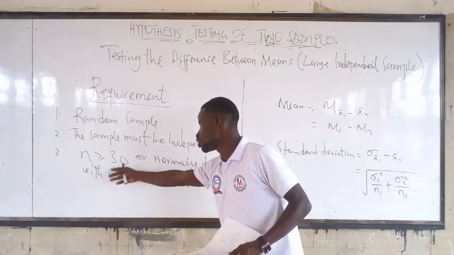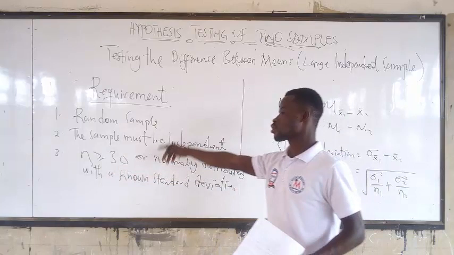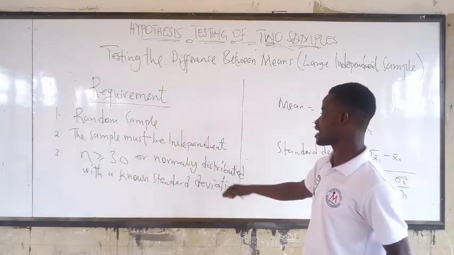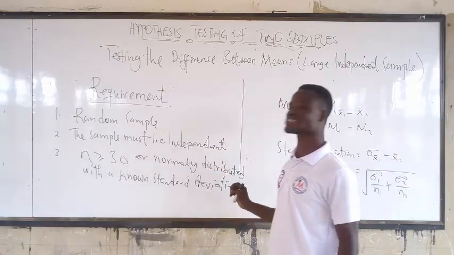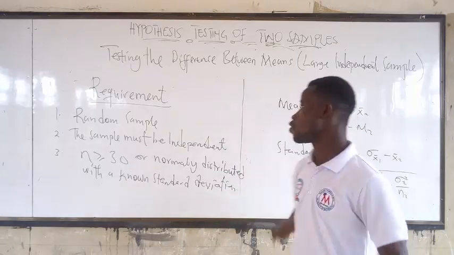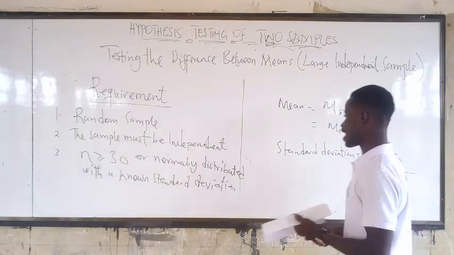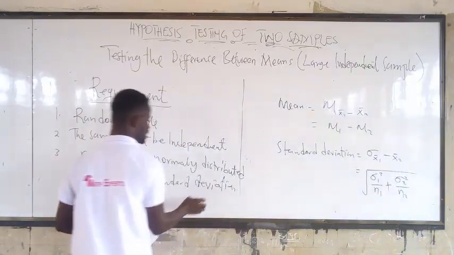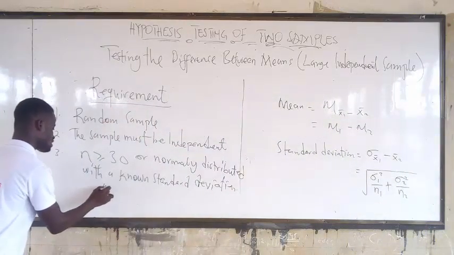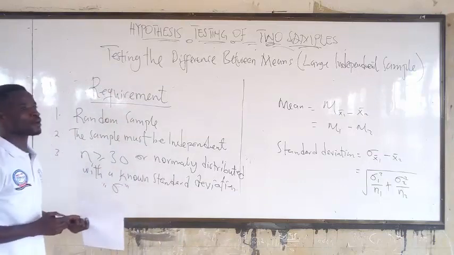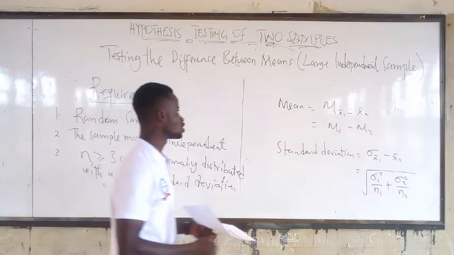Three, the sample size should be greater than or equal to 30, or normally distributed with a known standard deviation. With a known standard deviation. Don't forget that. And that known standard deviation we are talking about is the population standard deviation.